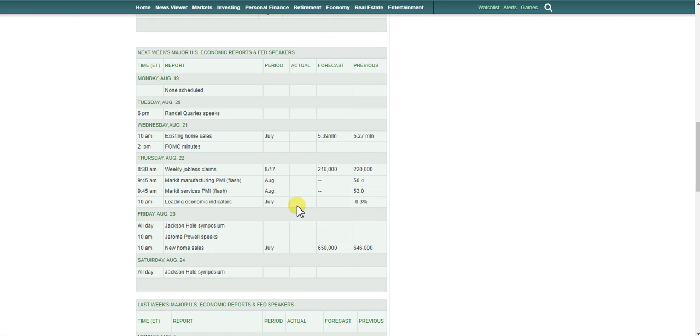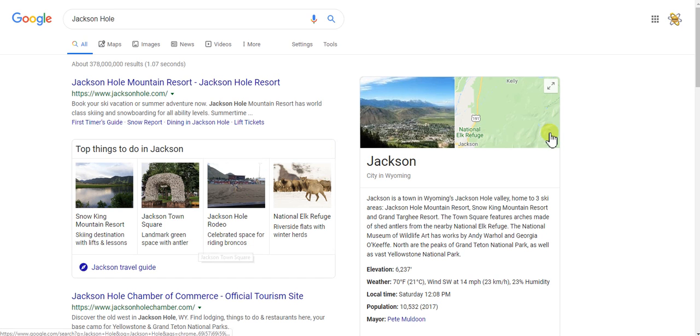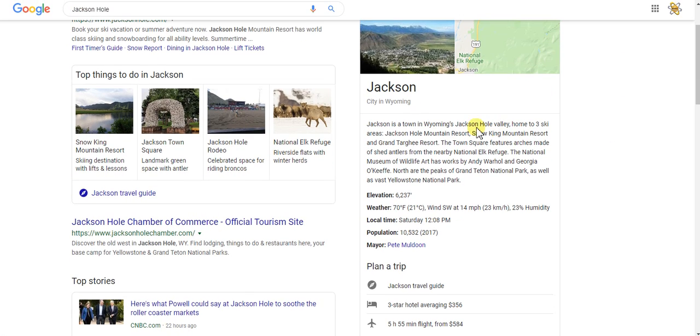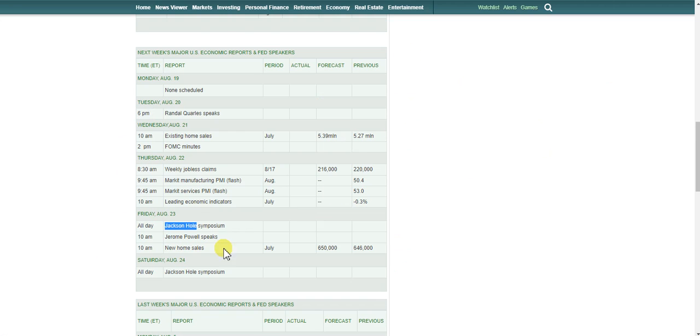Jackson Hole is in, I believe it's in Wyoming, or it might be in Kansas. I don't know. Let's do a Google search here real quick. And it's in Wyoming. Yeah, that's what I thought it was. Anyways, that's where all the central bankers come together and talk about the world economy. And there's no doubt that traders and the financial media will all be paying attention to what everybody says there.